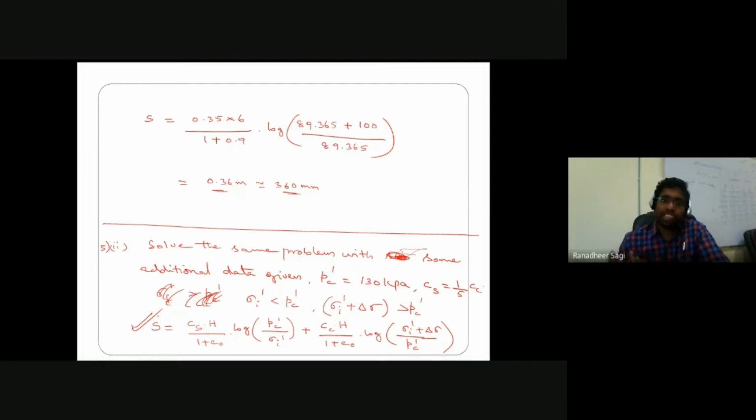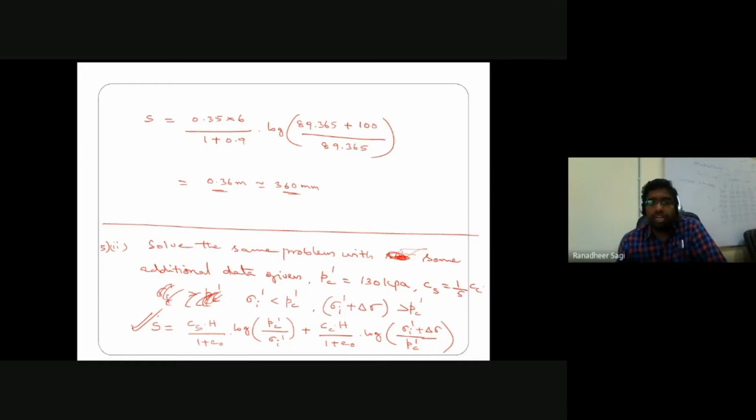If both the data points, initial effective stress and final effective stress, fall on the higher side of your 130 kilopascal pre-consolidation pressure, it means the data corresponds to the normally consolidated state of stress. Then you can calculate the settlement in the soil by considering the term which includes CC.